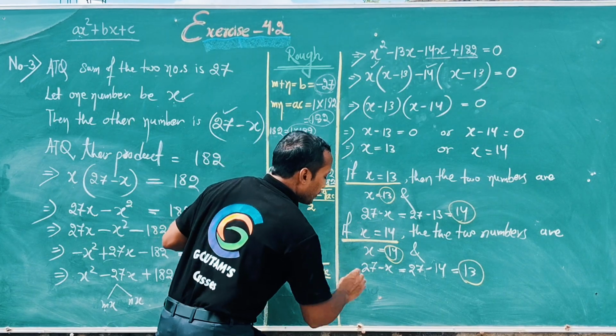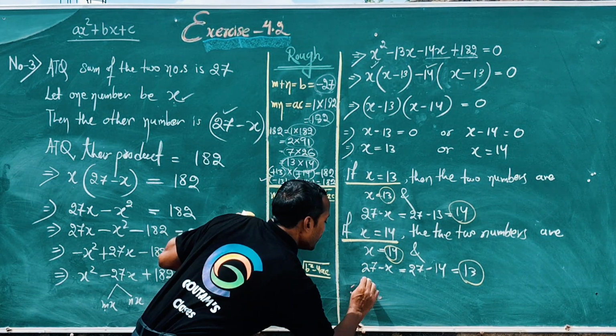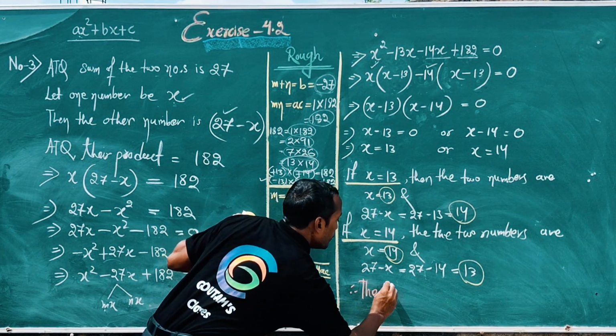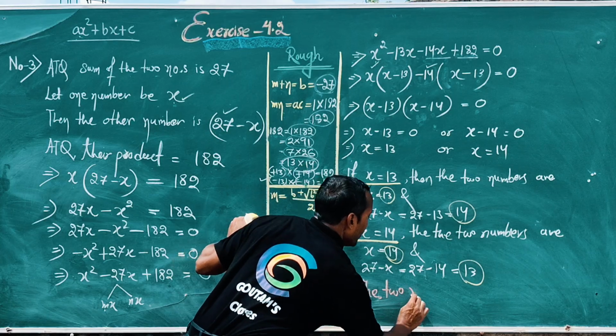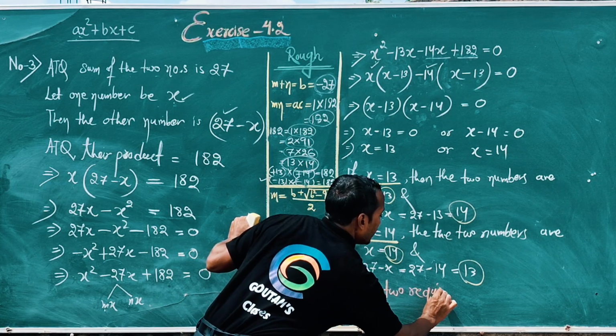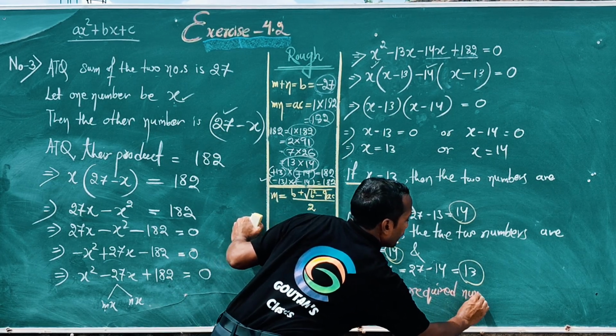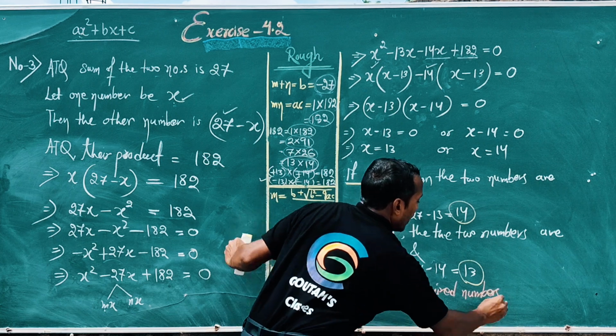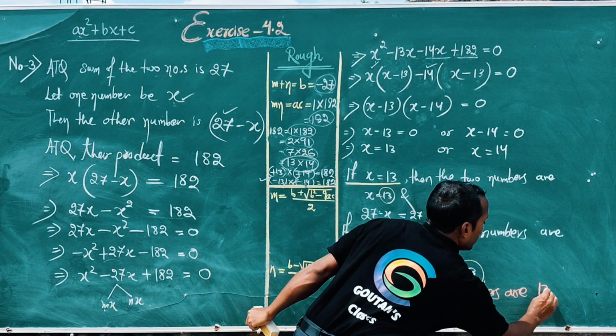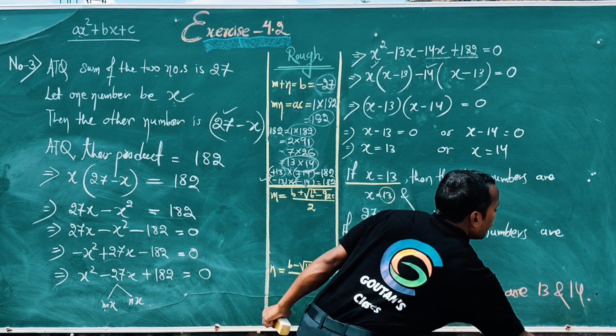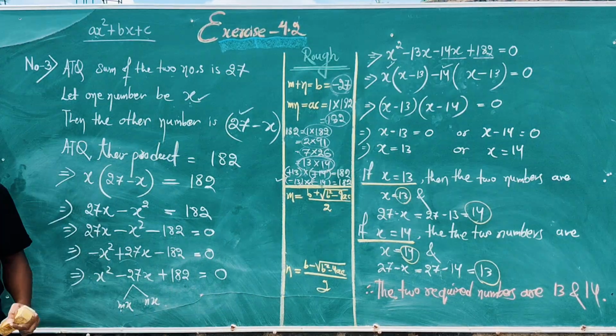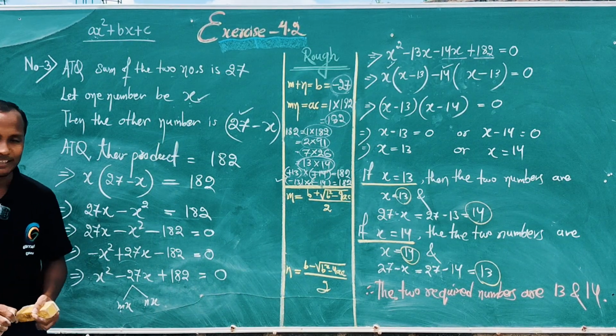So I can conclude this question with a final statement. The two required numbers are 13 and 14. That's it. This ends question number 3.